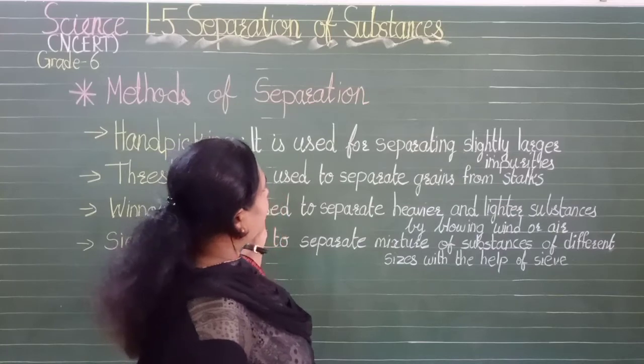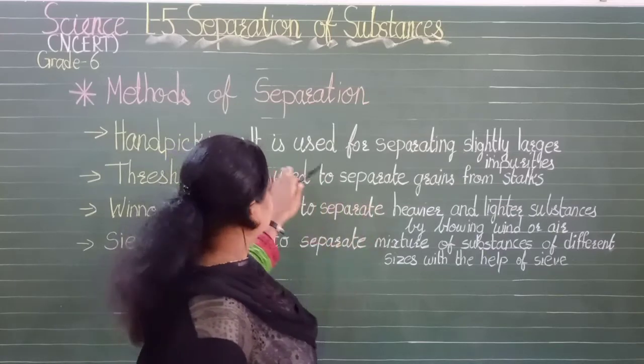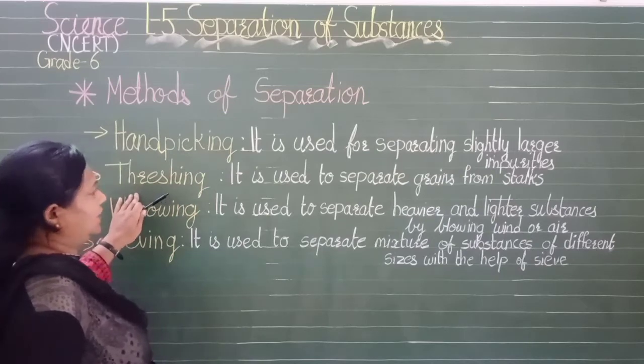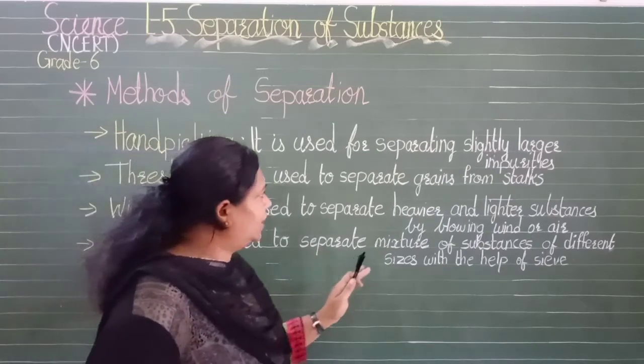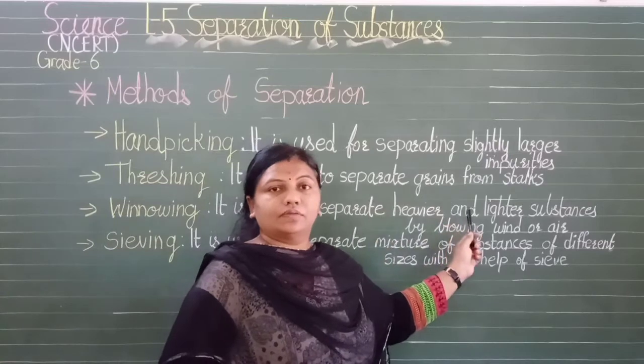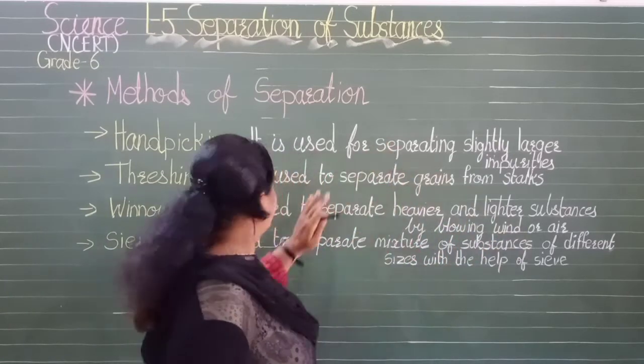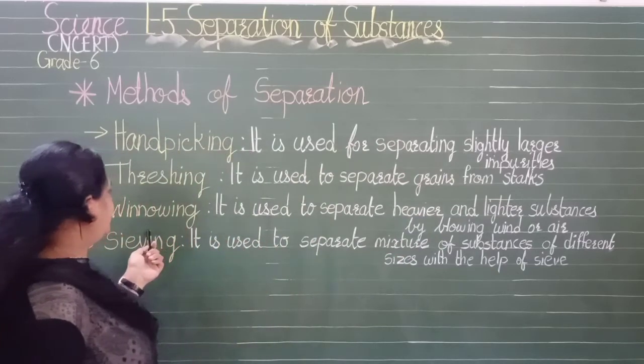Okay, but for separating impurities only, mostly we are using hand picking. Now threshing. Threshing is specially to separate grains from the stalks. There we cannot use hand picking. And our next will be winnowing.